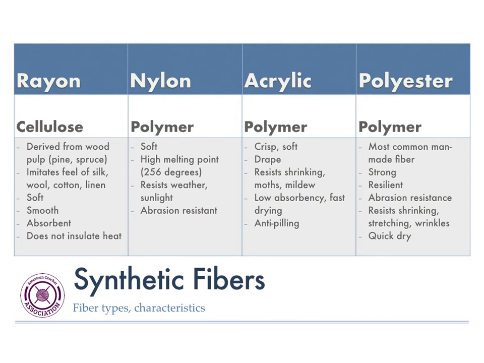Each one of these has some subcategories. For example, rayon has a subcategory of cellulose. Now, cellulose, or rayon, is derived from wood pulp, like pine or spruce. It imitates the feel of silk, wool, cotton, linen, and it's very soft, it's very smooth, and it can be absorbent. However, it does not insulate heat.